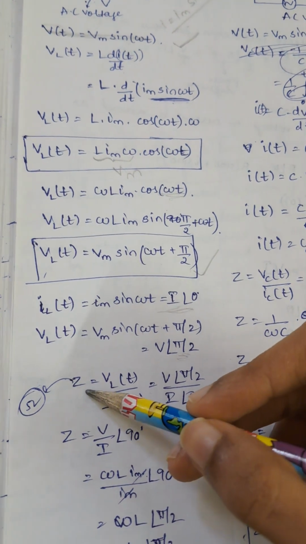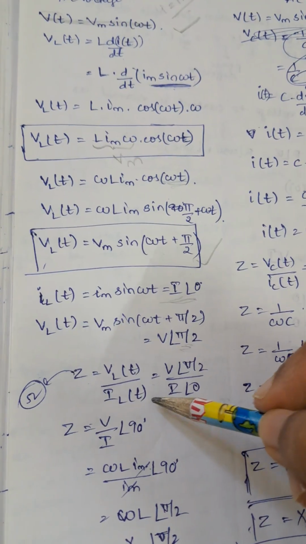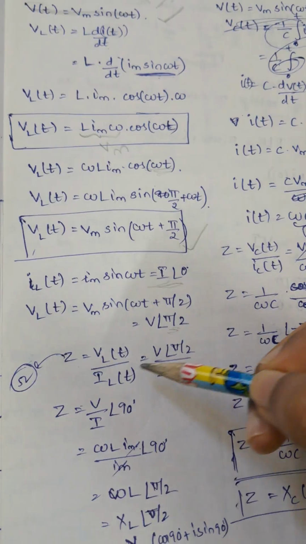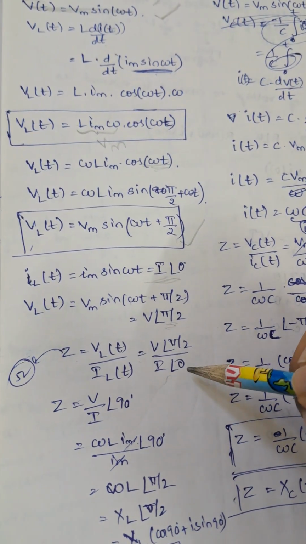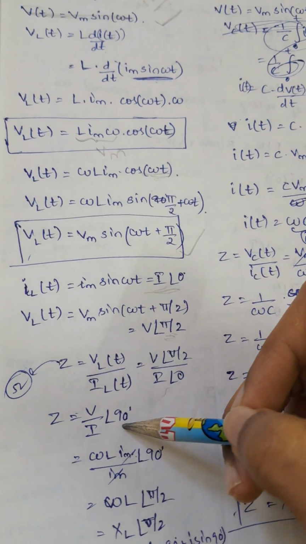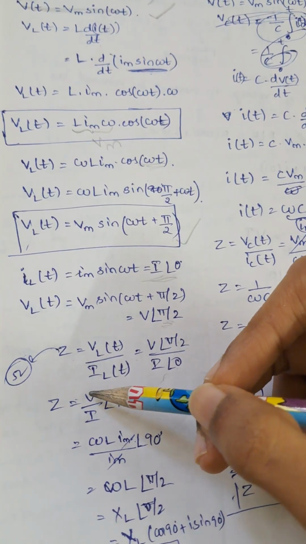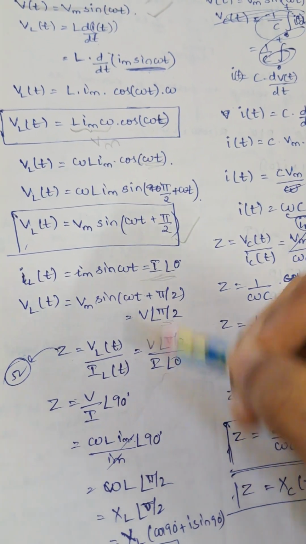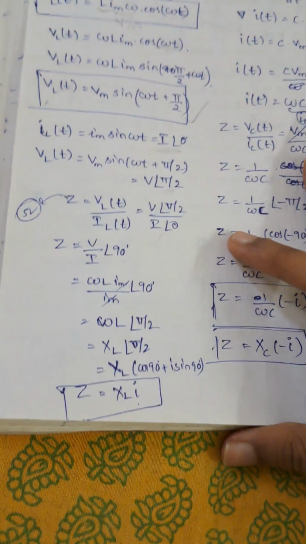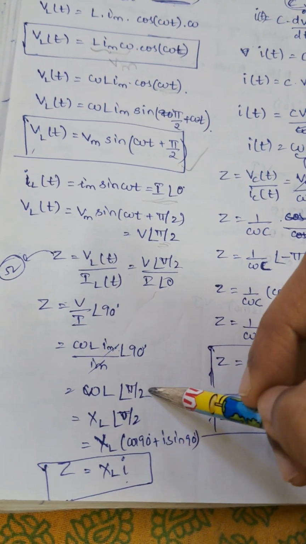Now impedance Z is V by I, meaning VL of t by IL of t. The voltage phase angle is 90 degrees and the current phase angle is 0. So the phase difference is pi by 2 minus 0, that is 90 minus 0, so the phase difference is 90. V is omega L Im and I is Im. Im gets cancelled and omega L is left, so Z is omega L at an angle of 90 degrees.